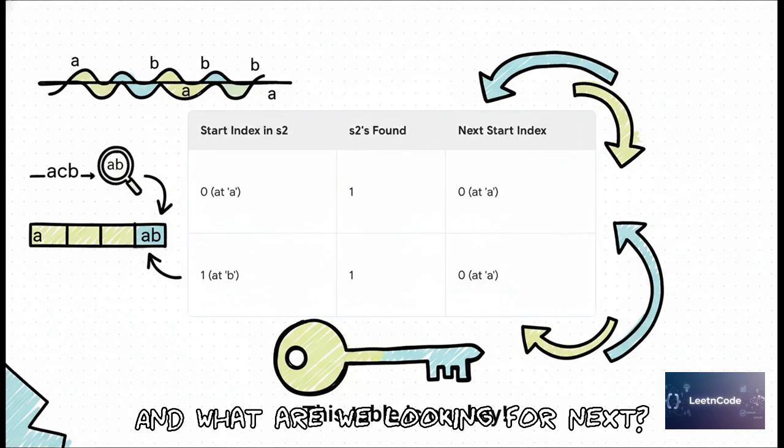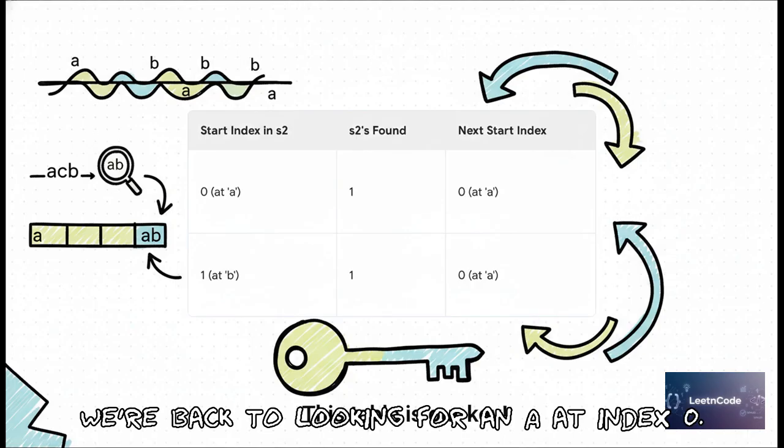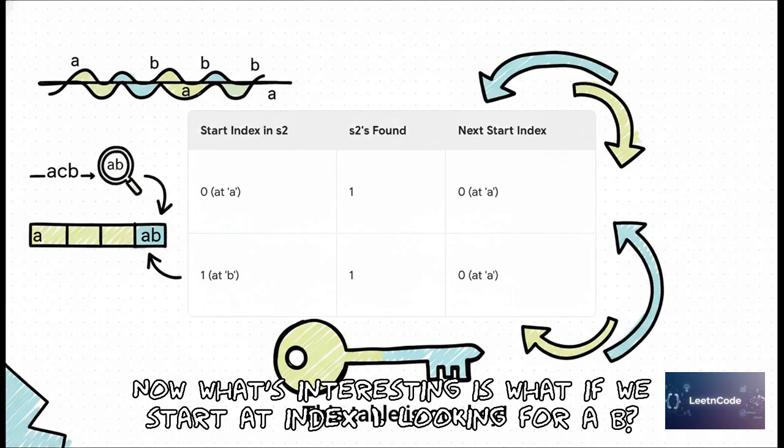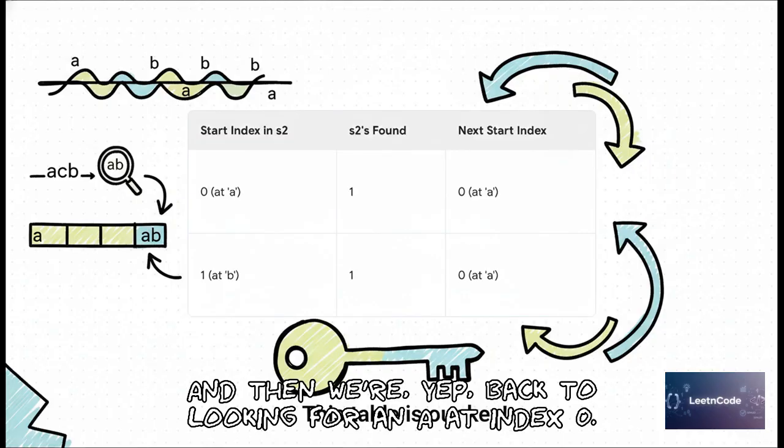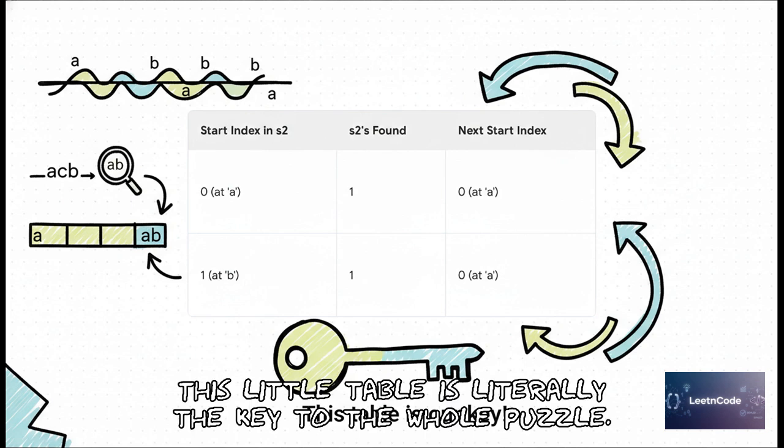And what are we looking for next? We're back to looking for an A at index 0. Now what's interesting is what if we start at index 1, looking for a B? Well, we find the B in ACB, which completes a cycle, and then we're back to looking for an A at index 0. This little table is literally the key to the whole puzzle.